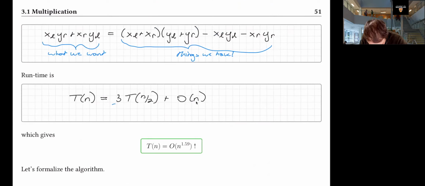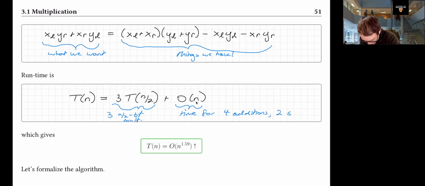So we get 3 n/2 bit multiplications, and then this is the time for 4 additions, 2 subtractions, and 2 bit shifts. If I solve this recursive equation, it now gives us T of n is big O of n to the power of 1.59. And that's kind of cool, right?